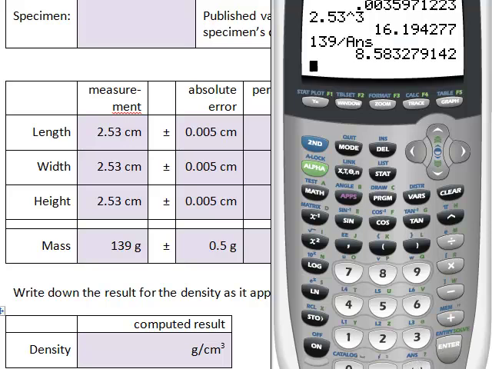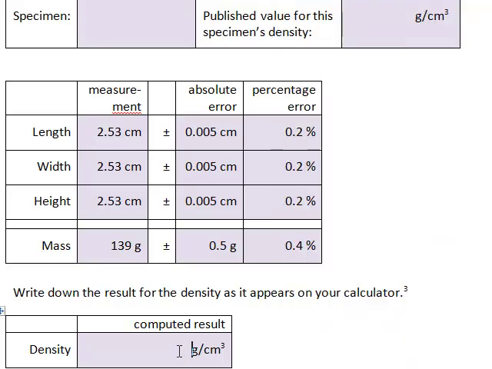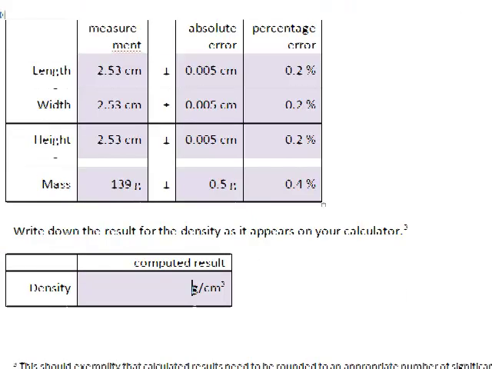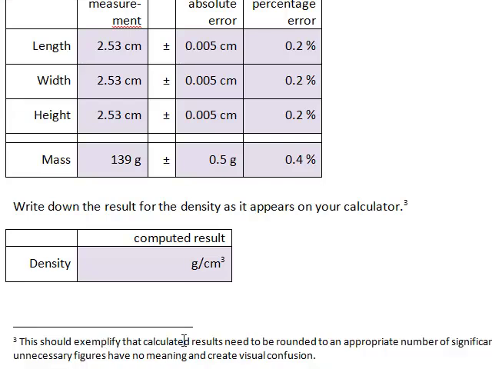and that is 8.58. And here I ask you, write down the result for the density as it appears on the calculator, with a footnote which says this should exemplify that calculator results need to be rounded to an appropriate number of significant figures because the unnecessary figures have no meaning and create visual confusion, as you're going to see in just a moment when I write this down. 8.58 3279142. That's what my calculator had.